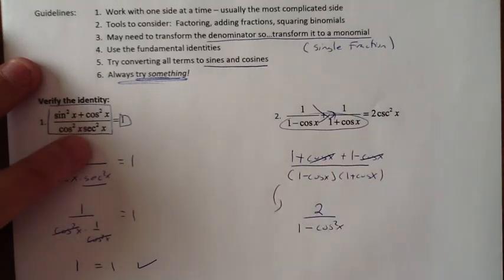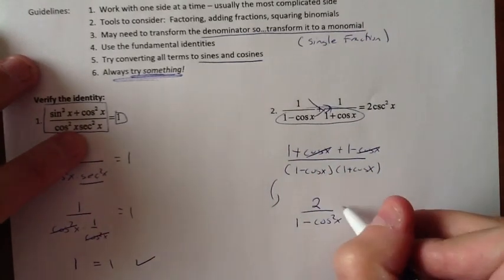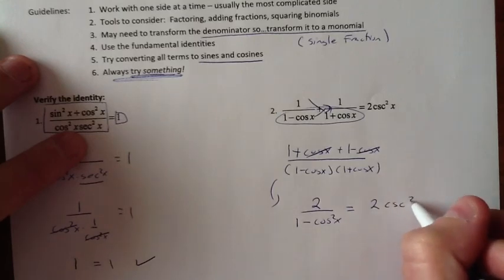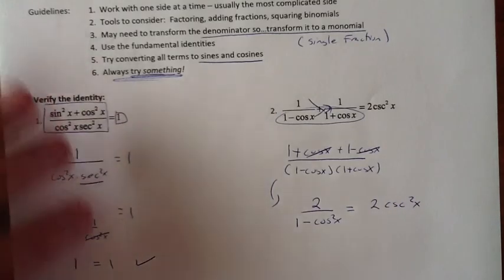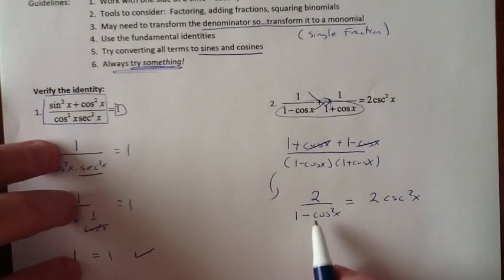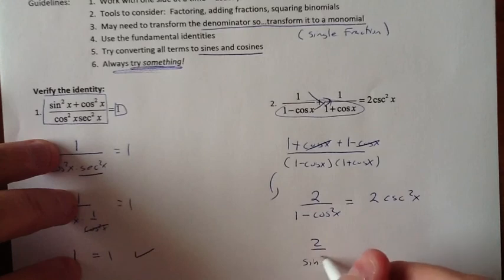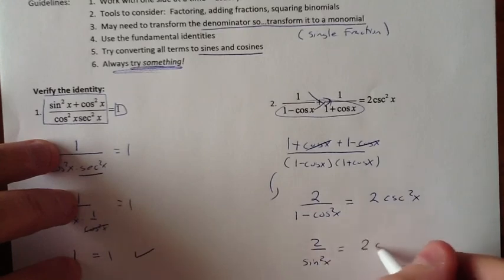That's a difference of squares. Hopefully we should recognize that from Algebra 1. And this is still equal to 2 cosecant squared of x. Well, from our last rules, we know that 1 minus the cosine squared is just the sine squared of x. So that equals 2 cosecant squared of x.